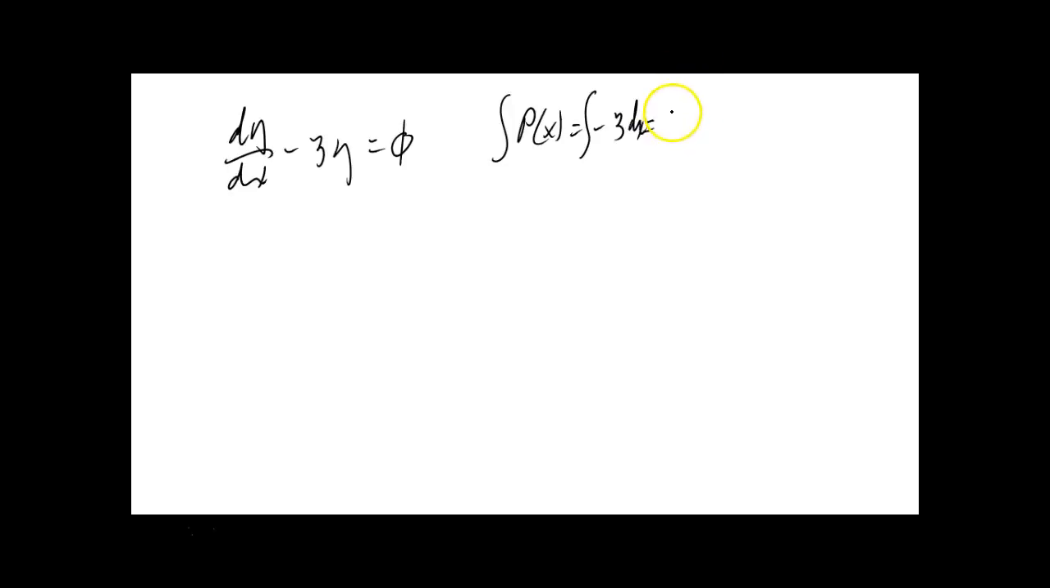Let me write it this way. Minus 3 times the integral of dx. What would that be? Negative 3x. All right. I thought I heard you saying x. I want you to speak louder. So there's your integrating factor. So what do we do with it? We do e to the minus 3x. We put that as the argument for the exponential function.